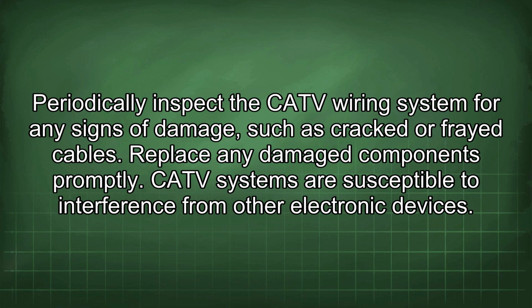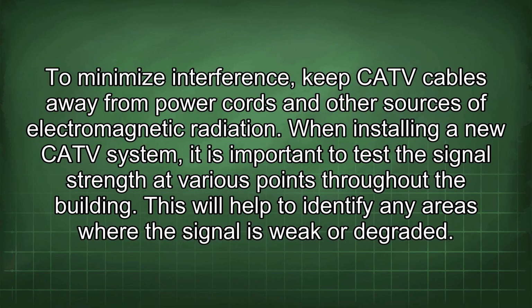CATV systems are susceptible to interference from other electronic devices. To minimize interference, keep CATV cables away from power cords and other sources of electromagnetic radiation. When installing a new CATV system, it is important to test the signal strength at various points throughout the building. This will help to identify any areas where the signal is weak or degraded.